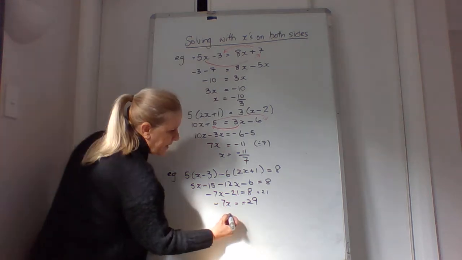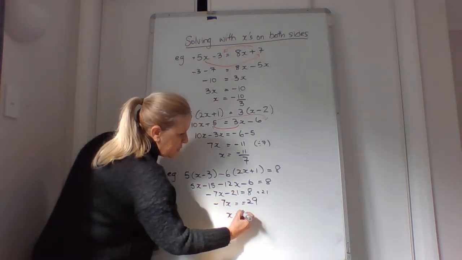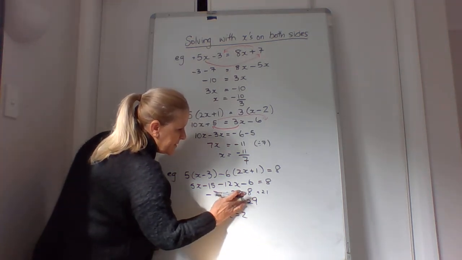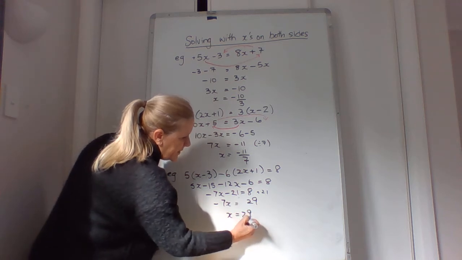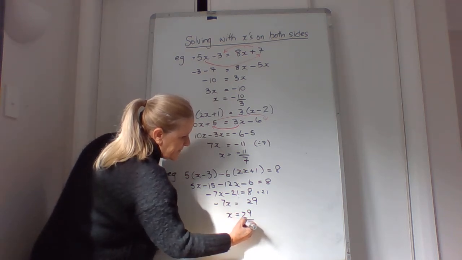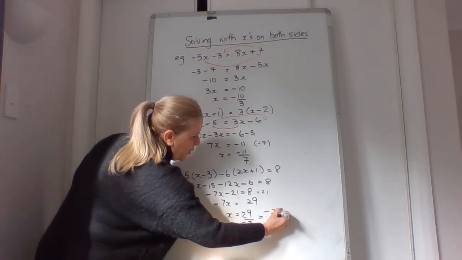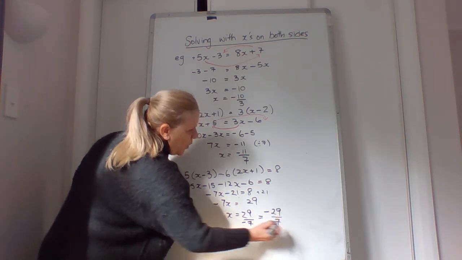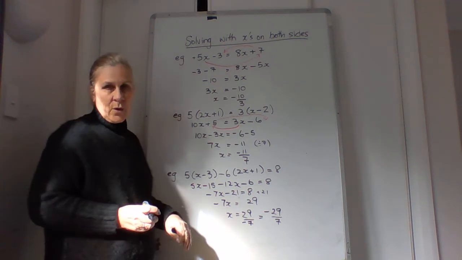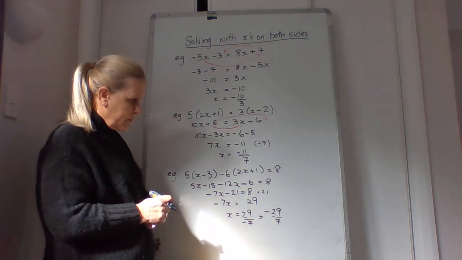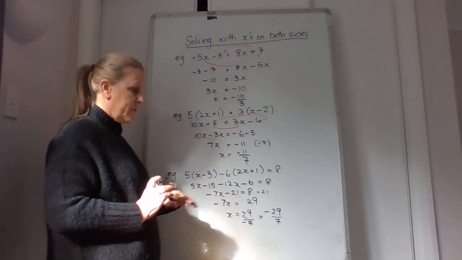And now divide by negative 7, so x equals 29 divided by negative 7. Usually we write with a negative on the top. It's not wrong not to, but it's where it belongs. All right? So we can't put 7 into 29. Happy with that answer too.